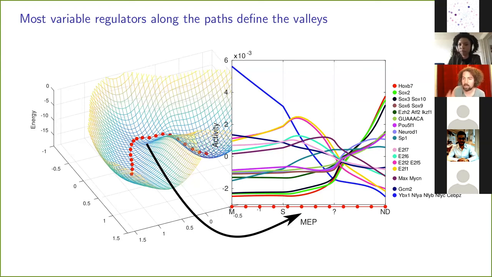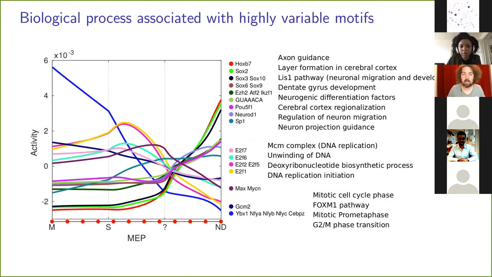Now, each of those factors has predicted gene targets, so I could do gene ontology analysis on those target genes and ask what biological processes are being regulated by those factors. You can see a first group that is highly active on the right-hand part of the trajectory, which are all related to neuronal differentiation process. Another group of E2F factors, high in the middle, are all related to S phase DNA replication. And finally, a few genes high on the left-hand part are all related to mitosis.